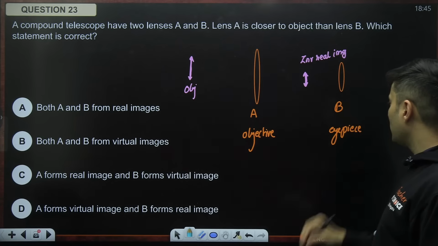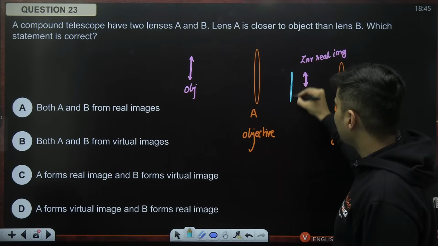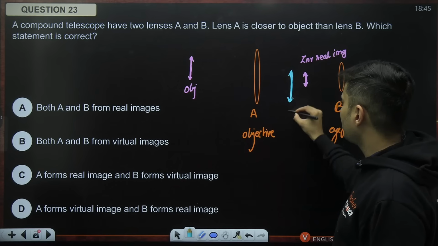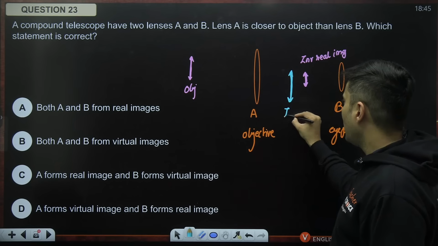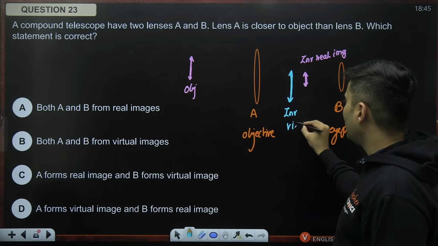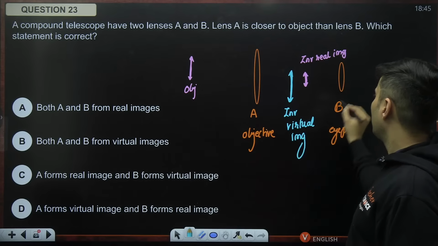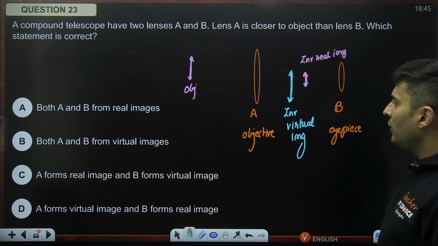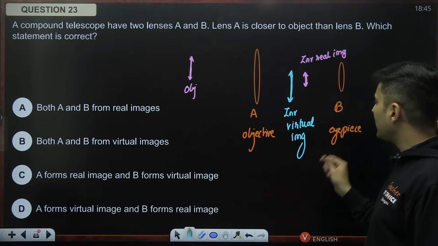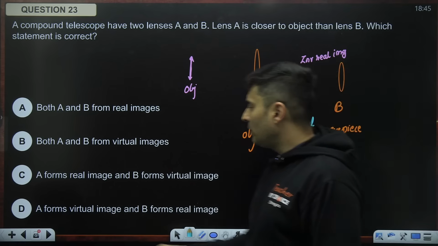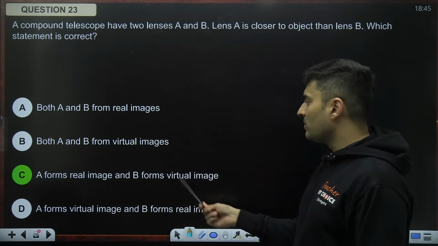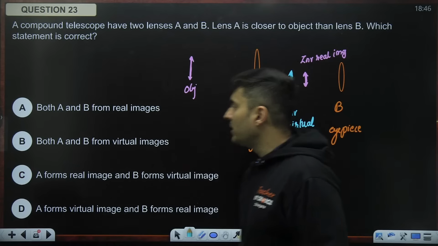That becomes the object for the eyepiece, and it creates an enlarged, inverted virtual image finally, because of lens B. So the first image is real, the second image is virtual. So real and virtual, that should be the answer. A forms a real, B forms a virtual image.